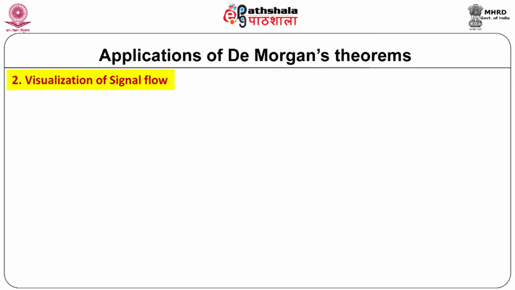Let us now study the second application of De Morgan's theorem. For visualization of signal flow, one can really use De Morgan's theorem. In this case, let us connect the logic gates such that the gate with bubbled output is connected to the bubbled input gate. Similarly, the output without bubble is to be connected with a gate without bubble.